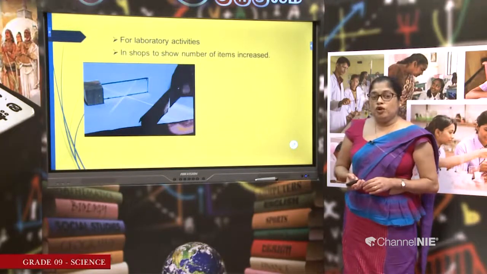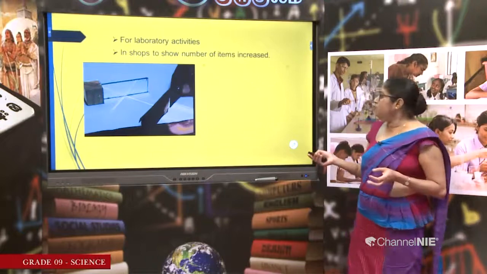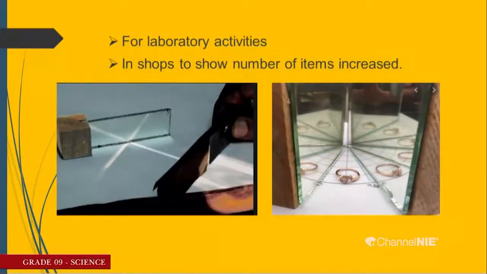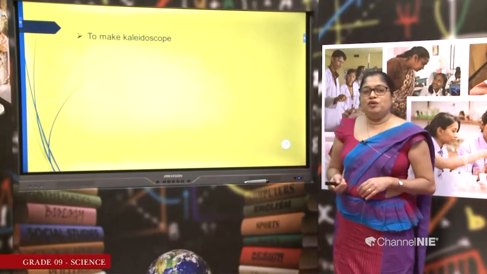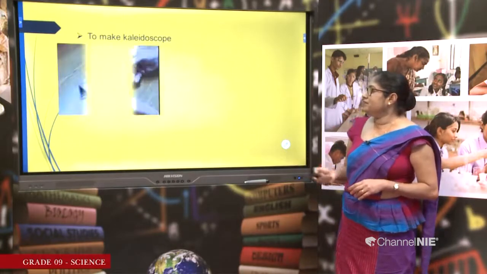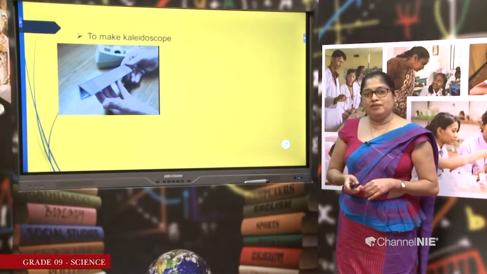And in shops, to show the number of items increase, they use plane mirrors. These things can be seen in jewelry shops and supermarkets. You may have experienced these things in your life. Next, to make a kaleidoscope, we use plane mirrors. Let us see how the kaleidoscope is made.